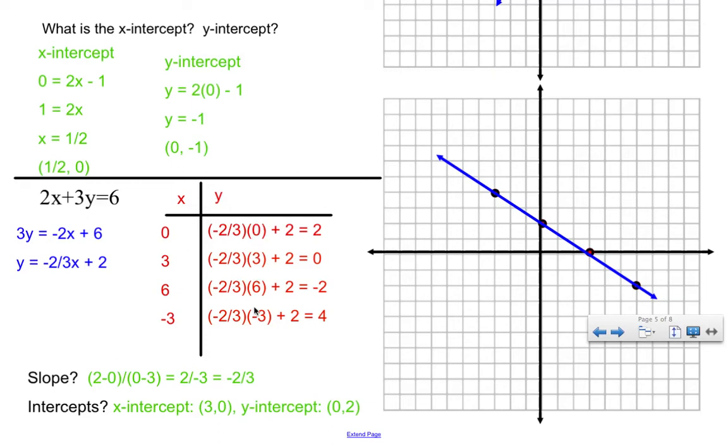Again, you can see I substituted x into this blue part to figure out y. I plotted my points (0, 2), (3, 0), (6, -2), and (-3, 4). To find the slope, again, you could use your graph. So what this would be is down 2, a -2, and then a +3 movement. So my rise is -2, my run is +3, so my slope is -2/3.